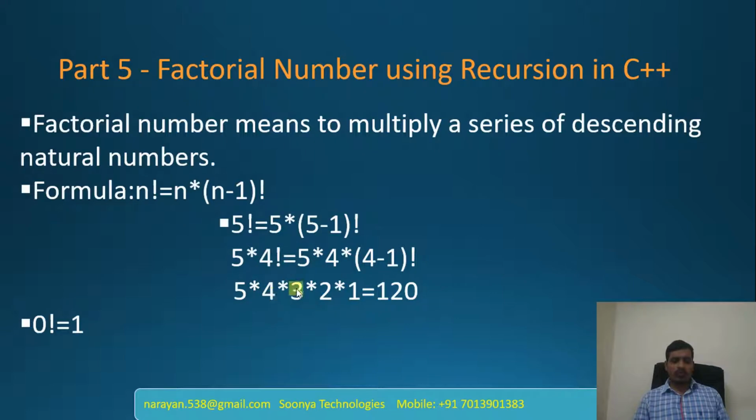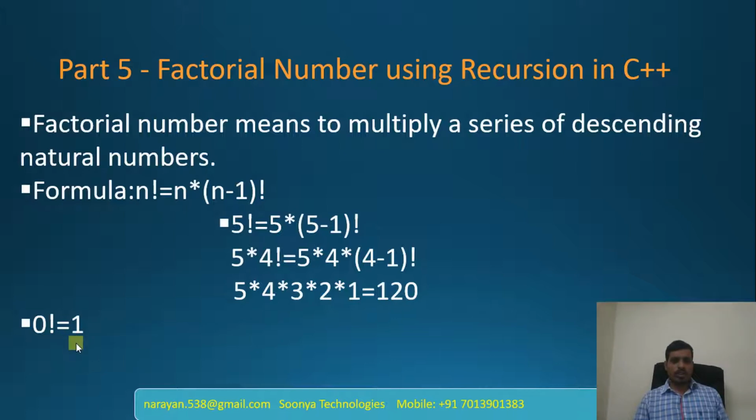4 into 4 minus 1 factorial. Then we need to calculate 3 factorial, 2 factorial, 1 factorial and 0 factorial. Finally, 5 factorial equal to 5 into 4 into 3 into 2 into 1 equal to 120. The default value for 0 factorial equal to 1. We will discuss this logic over Visual Studio.